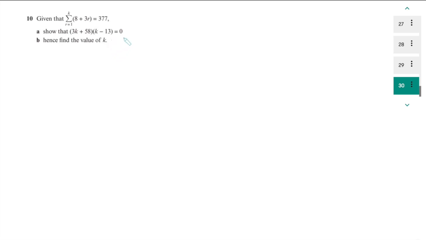Okay, so I believe there were 3 marks for this first bit and 2 marks for the second bit. So even if you goof on this first part, you can still go ahead and get 2 marks for the second part.